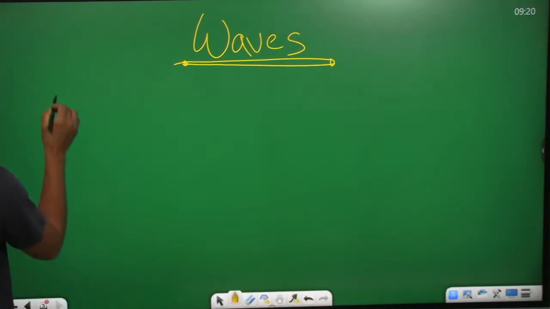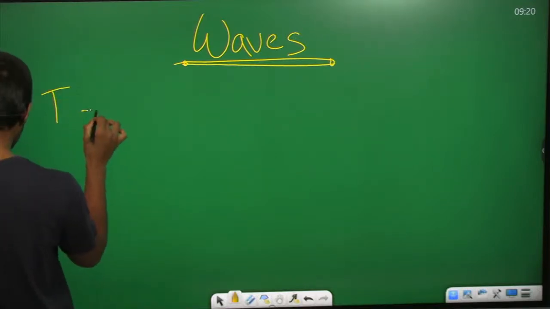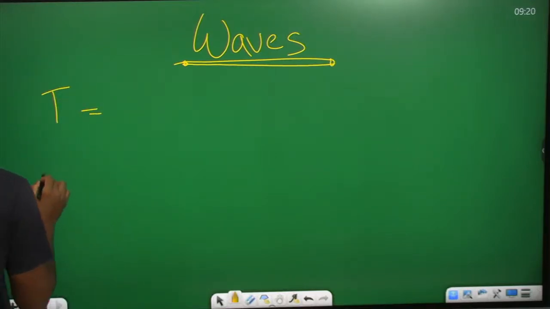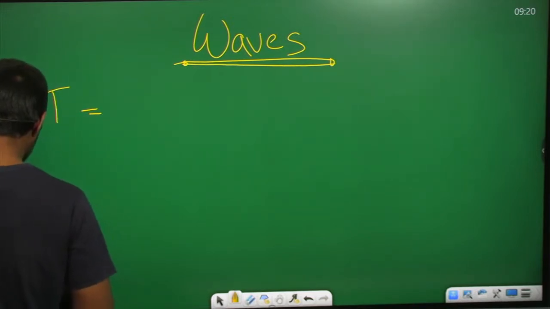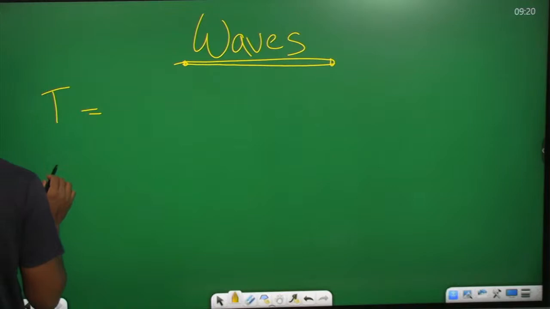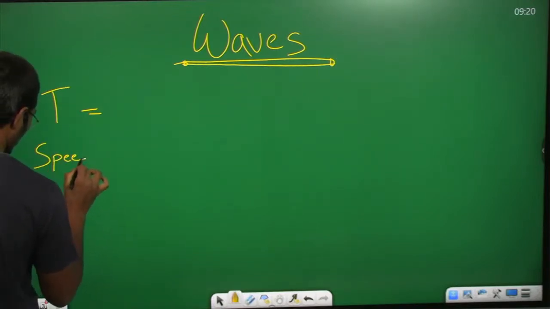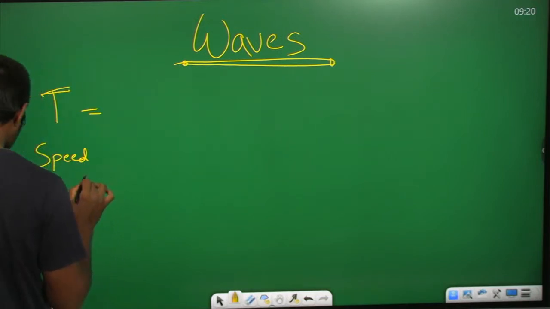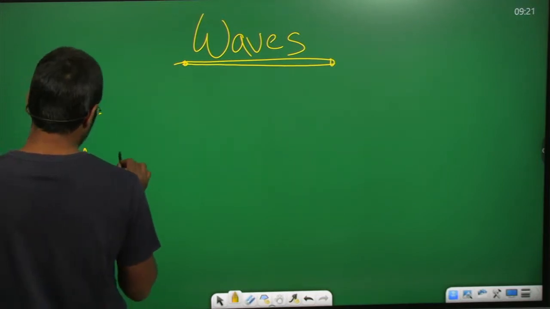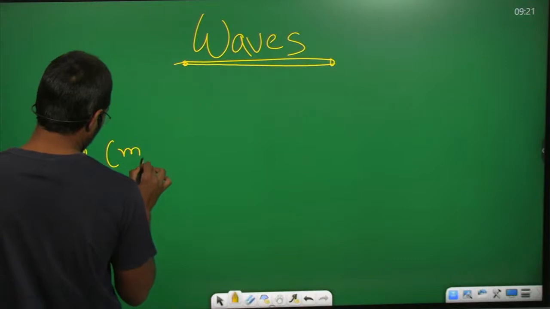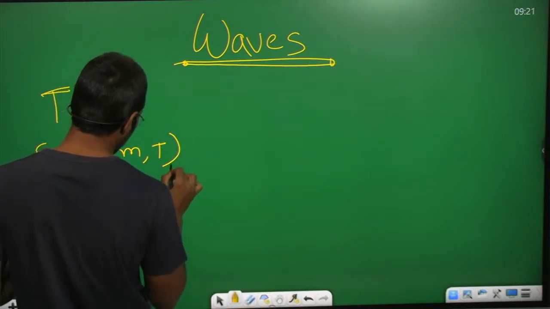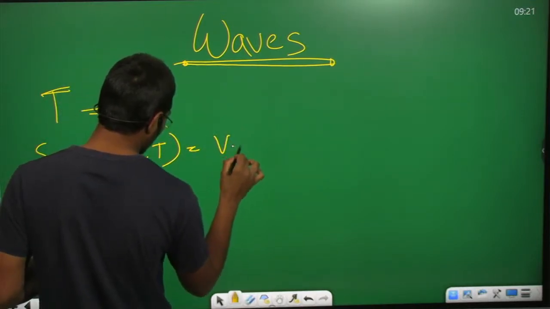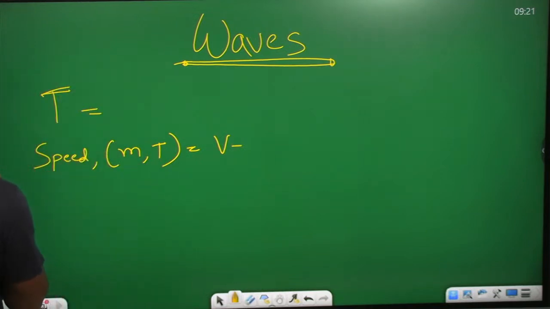So try to fill in the blank. Time period. So the speed of wave. Speed when m comma t given, in terms of m and t. Velocity of wave in terms of m and t.